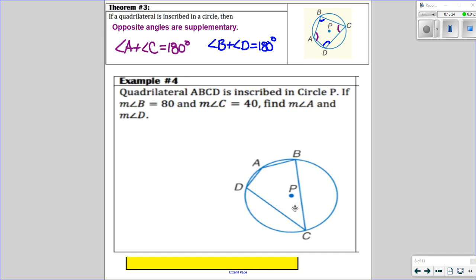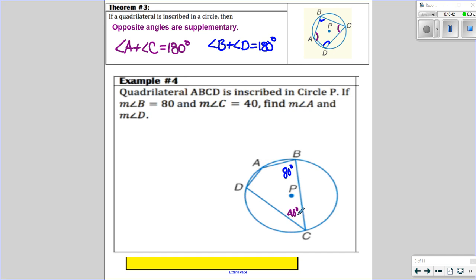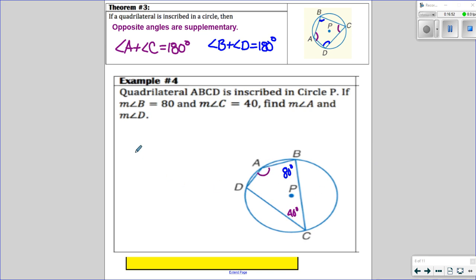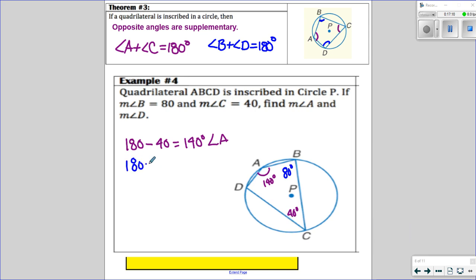Quadrilateral ABCD is inscribed in circle P, and if angle B is equal to 80, and then angle C is equal to 40, find angle A and angle D. So let's deal with angle A. Angle A is opposite C, so then it's supplementary, so that means we do 180 minus 40, which will give us 140 for angle A. And then for angle D, which is opposite B, we do 180 minus 80, which will give us 100 degrees, and that's for angle D.